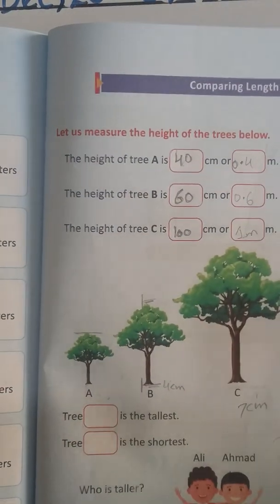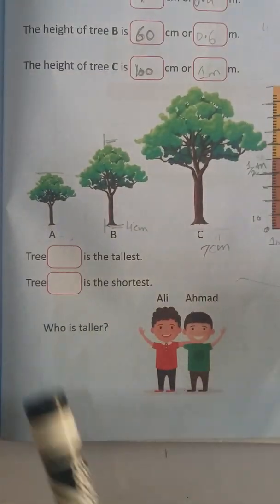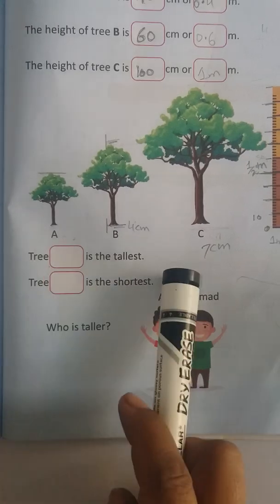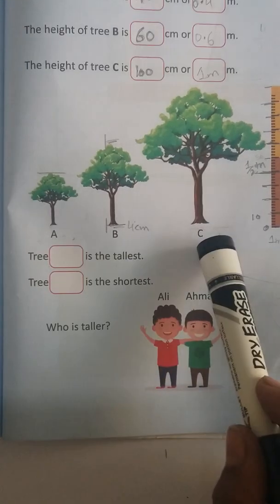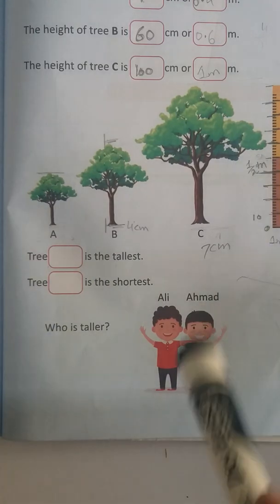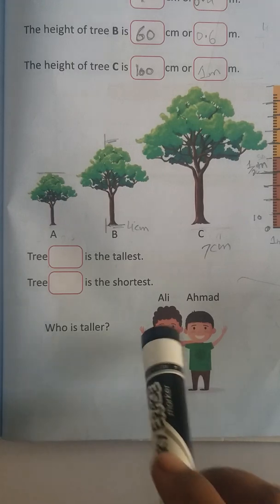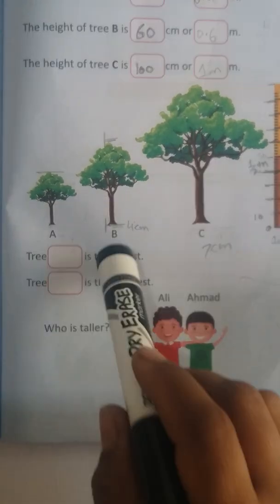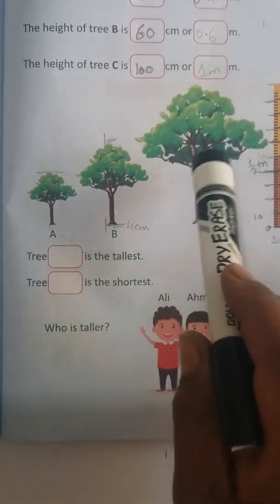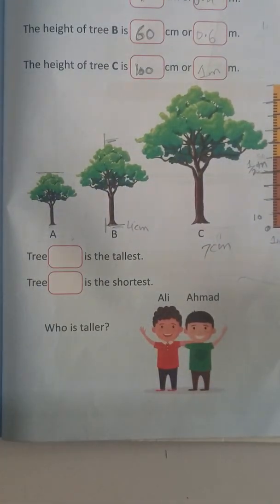So this is the way to convert centimeters into meters. And again, look at the book. Here you can see tree dash is the tallest. Which tree is the tallest? Yes, tree C is the tallest. It is 1 meter or 100 centimeters. Tree dash is the shortest. Which tree is the shortest? Shortest means that which is shorter than all others. So the smallest is tree A, so you will write here, tree A is the shortest.